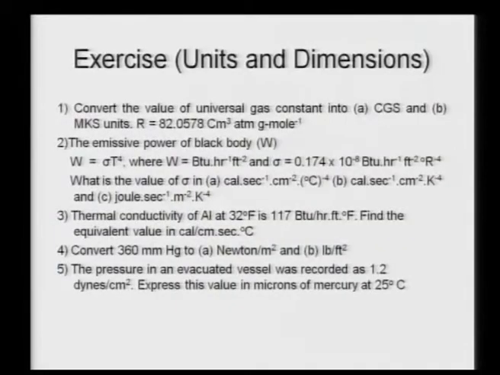Fourth, convert 360 millimeter mercury to Newton per meter square and pound per feet square. Fifth, the pressure in an evacuated vessel was recorded as 1.2 dynes per centimeter square. Express this value in microns of mercury at 25 degrees Celsius. Now, you must have noted that I tried to give the problems in all the basic system of units, that is CGS, MKS and FPS. You must be conversant with the interconversion of units from one system to another system, that is also an important thing.